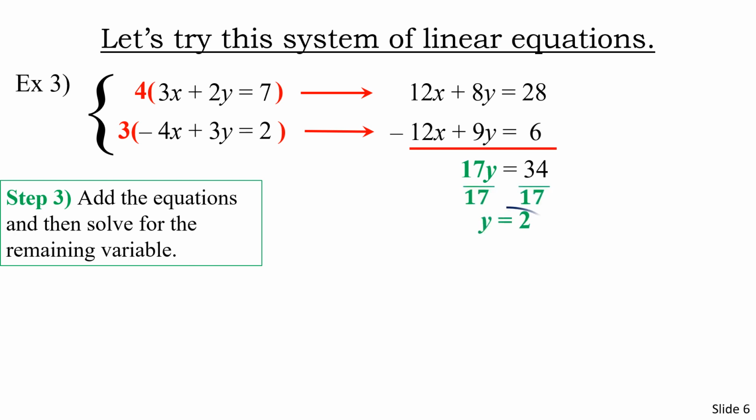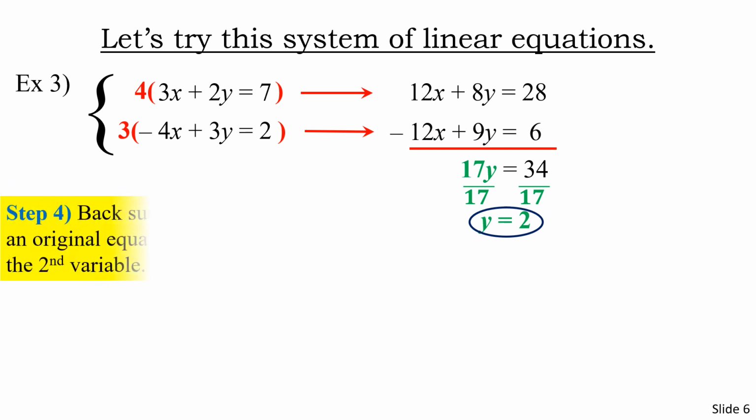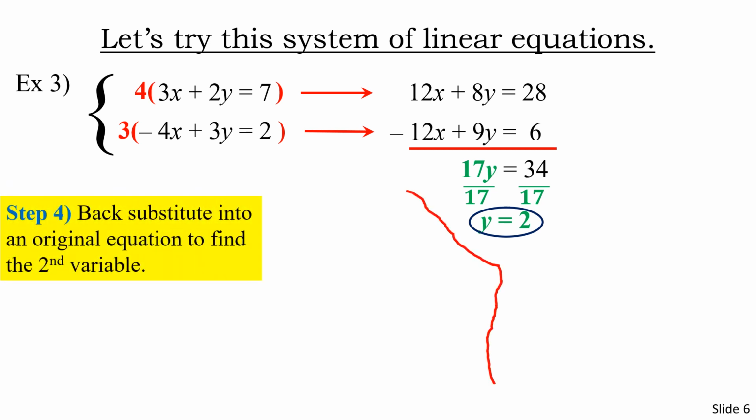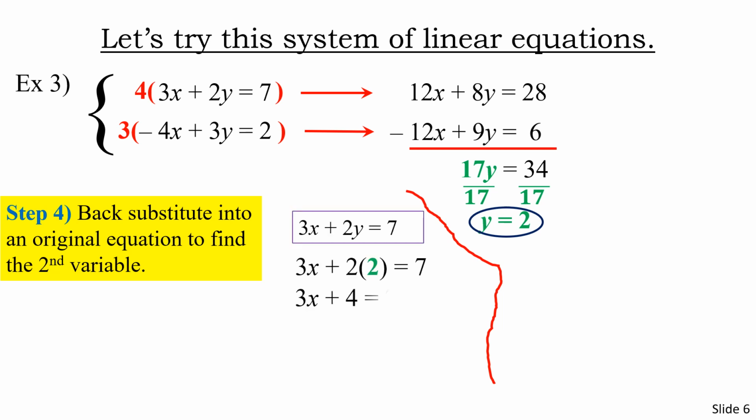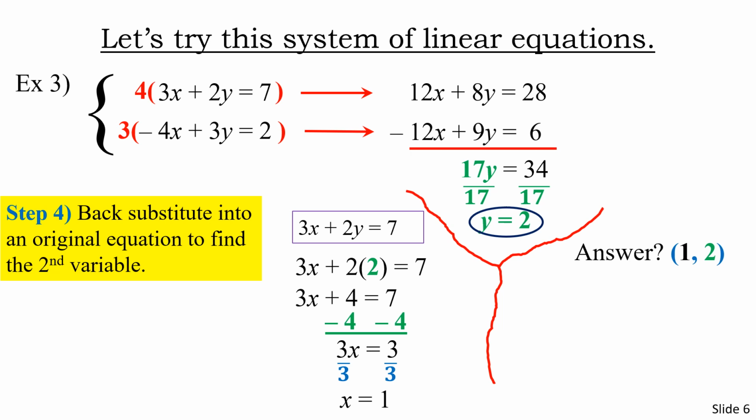And we add them together and solve for the remaining variable, so we think y is 2. Step 4, back substitute into an original equation. I'm going to choose the top one again, and I get x is 1. Plugging a 2 in for the y gives me an x of 1.